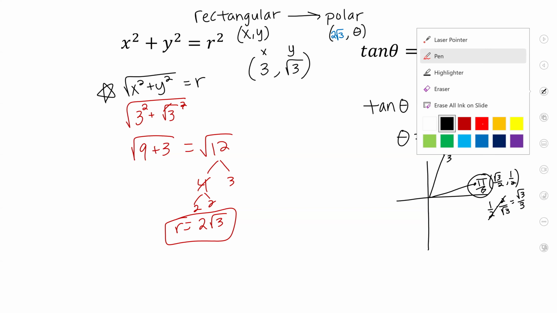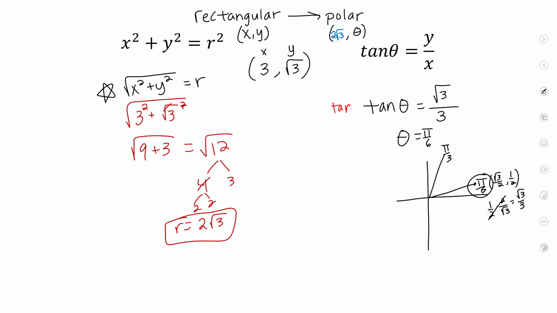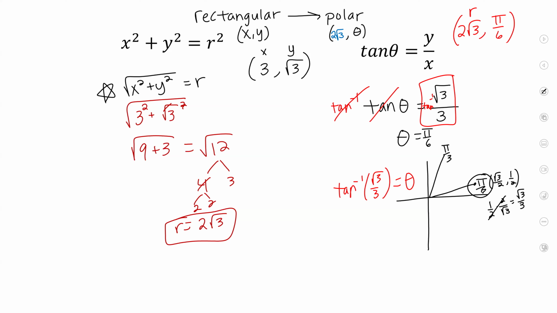Another way you can do it is you can just take the inverse of both sides, cancel, cancel, take the inverse of this side, type this into your calculator. Type tangent inverse of square root of 3 over 3, and that will give you theta. So I know that theta is pi over 6. So my answer will be 2 square root of 3 is my radius, and theta is pi over 6. And that is my answer in polar coordinates. You guys try.